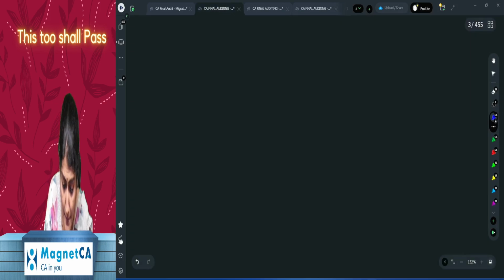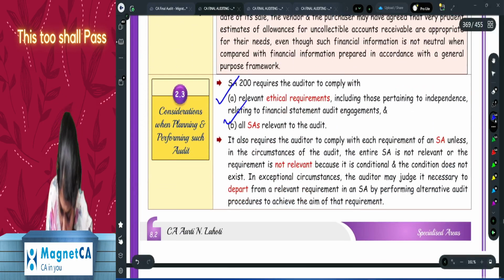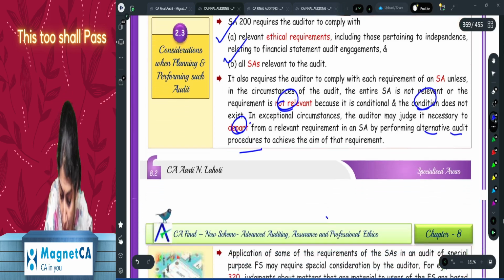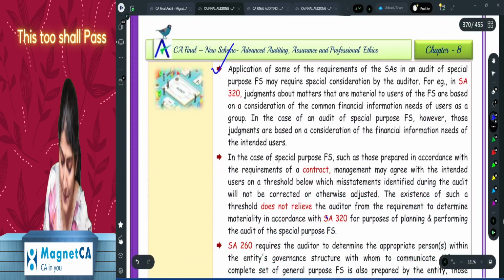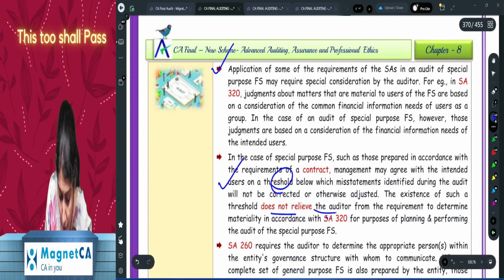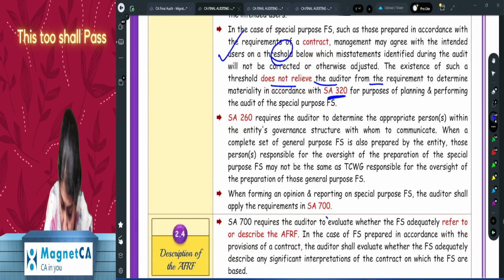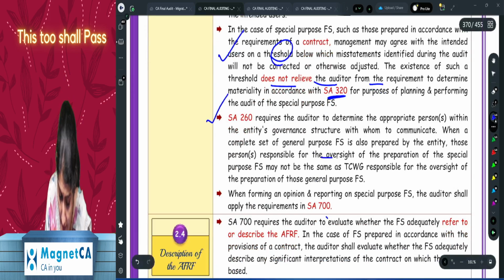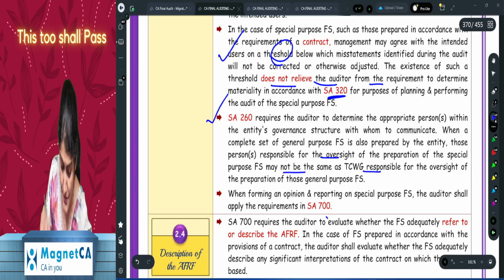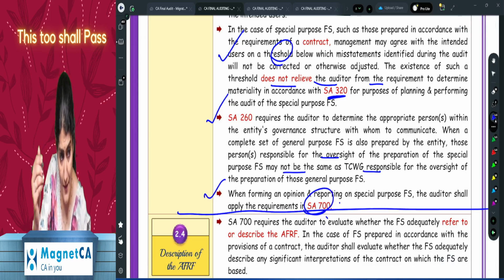Right? So this is the second part of the standard, which says that auditor, you need to comply with the ethical requirements, comply with all SAs unless the SA is not relevant or it is conditional. If you depart from the requirement of an SA, you need to perform alternative procedures. Then will you consider materiality as per 320? Yes. What if the threshold of materiality is given? It does not relieve you from complying with the requirement of 320. Then what does it say? TCWG may not have the oversight responsibility in case of special purpose financial statements, and you have to form your opinion as per SA 700, right? That is planning and performing.